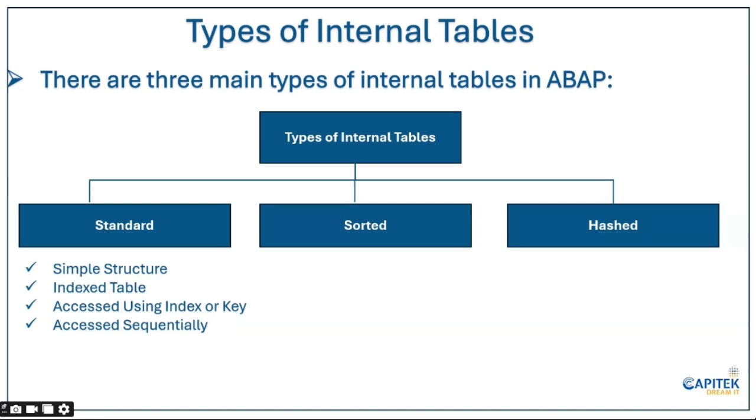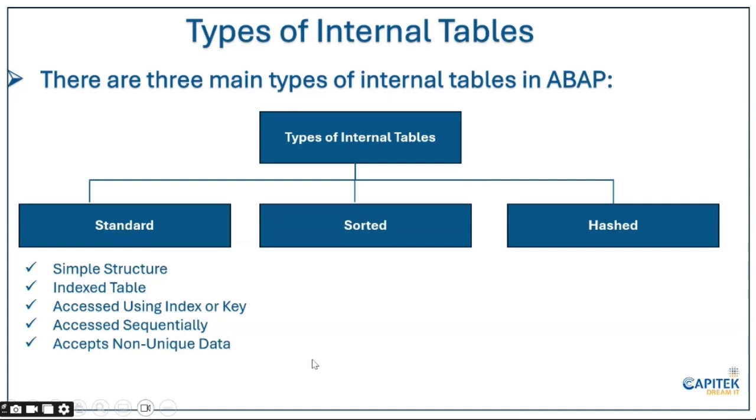Internally, what happens when you declare a table of type standard internal table? If you want to access the data, it will be accessed sequentially. Sequentially means one after the other. If you have to go for the 5th record, you have to traverse the first record, second record, third record, fourth record, then it goes to the 5th record. That is the behavior of the standard internal table.